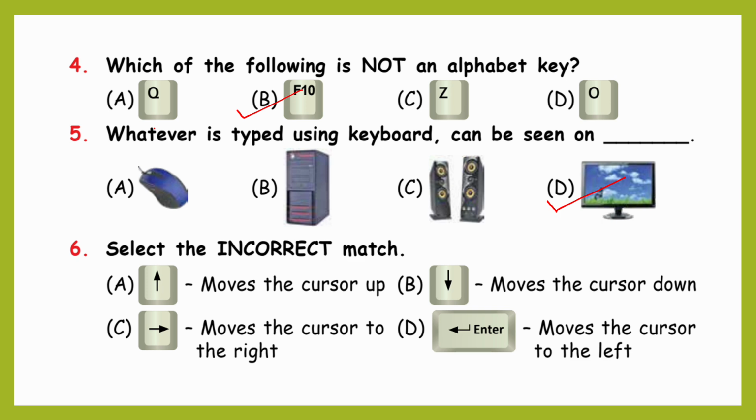Then next one, select the incorrect match. See, option A moves the cursor up. Option C moves the cursor to the right. Option B moves the cursor down. Option D, enter, moves the cursor to the left. Which option is incorrect? Option D, enter key. This enter key brings the cursor to the next line.